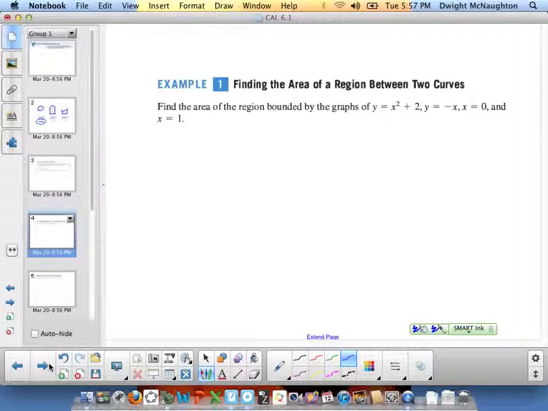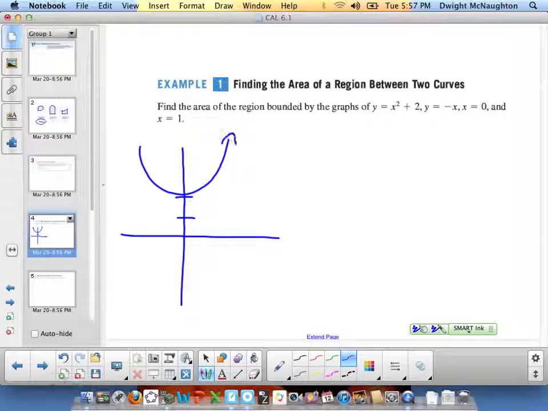All right, so let's find the area bounded by the graphs y equals x squared plus 2, y equals negative x, between the values of x equals 0 and x equals 1. So we'll start by sketching a graph of this. So x squared plus 2 right up here, and y equals negative x right through here. So we're looking for the area right here.